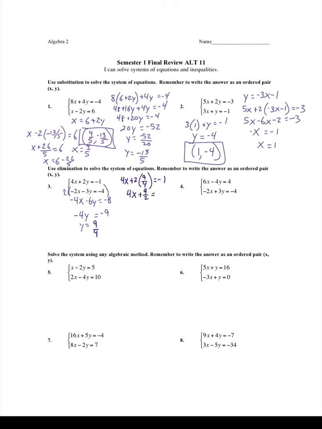If we plug it into the first one, we get 4x plus 2 times 9 fourths equals negative 1. 4x plus 9 over 2 equals negative 1. Subtract our 9 over 2. That gives us 4x equals negative 11 halves, and then divide by 4, and we get x equals negative 11 eighths. So our answer is the point negative 11 eighths, comma 9 fourths.